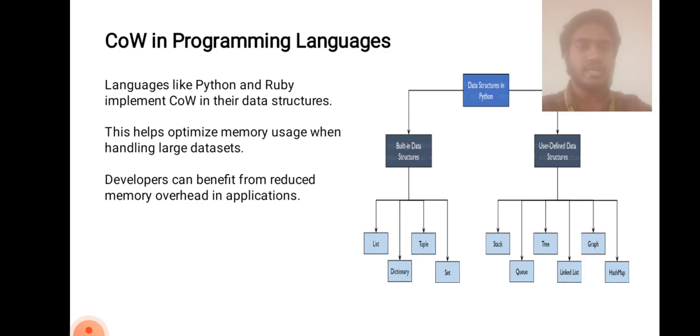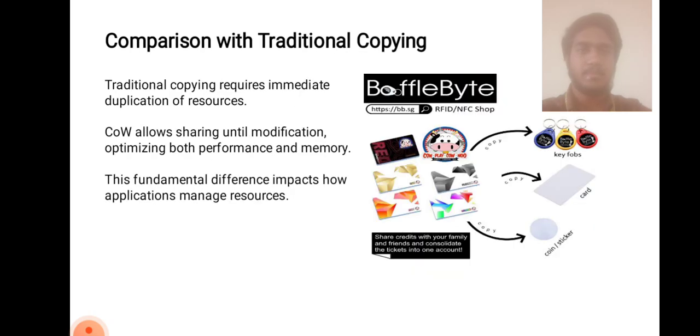Data structures in Python. The data structures in Python are divided into two subdivisions: built-in data structures and user-defined data structures. Built-in data structures have four types: list, dictionary, tuple, and set. User-defined data structures include stack, queue, tree, linked list, graph, and hash map.